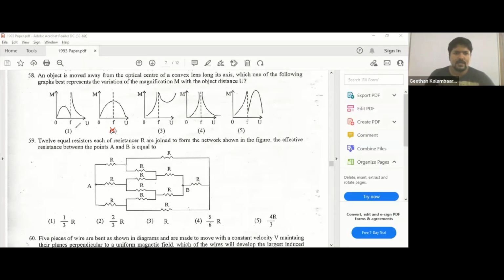So this is a wrong answer, this is a wrong answer, and what is going to be the correct answer? When object distance is at infinity, image size is very small, magnification is very small. So which one shows that? Not this, but this.